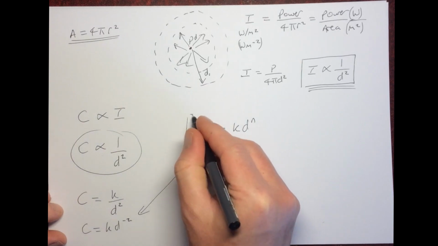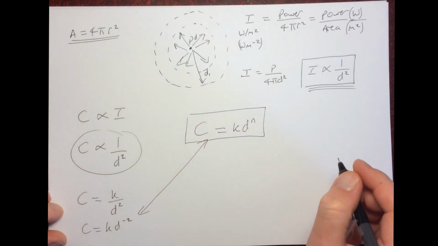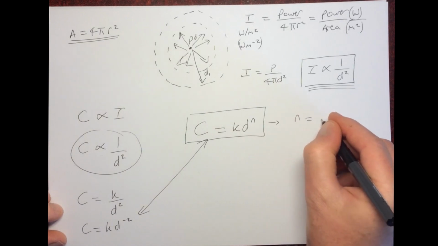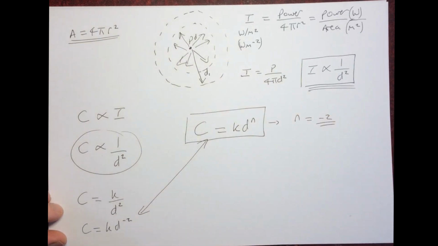This is the equation that we're given by WJEC, and we know that n is actually going to be equal to minus 2. We know that from the mathematical analysis that we've done here. What we're asked to do in our experiment is to work out values for k and n, and in the next video I will show you how to do that.